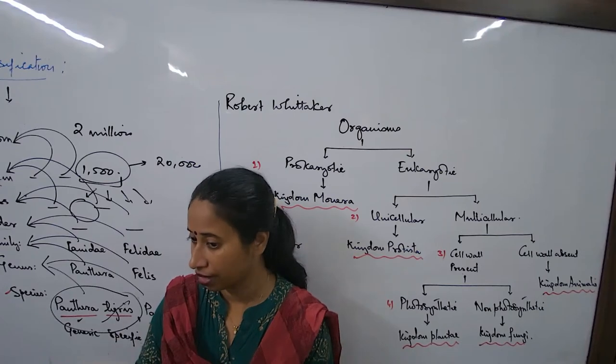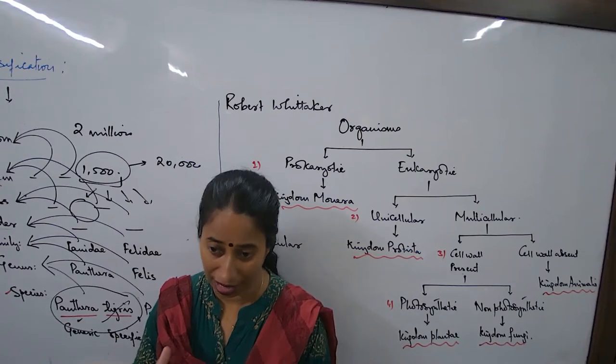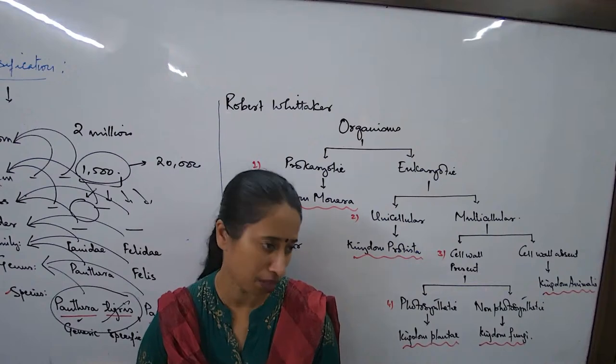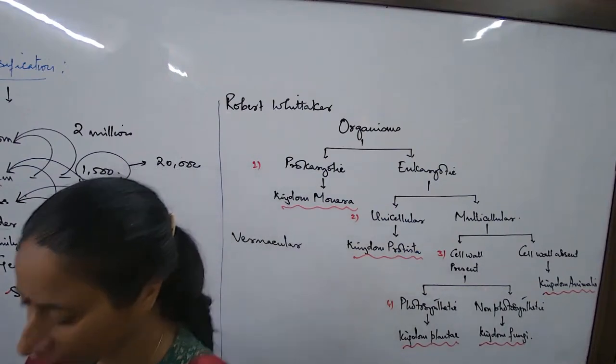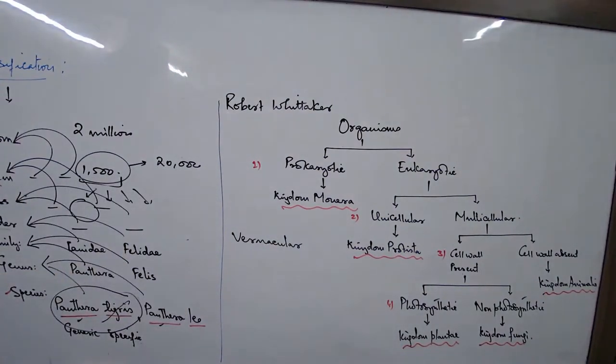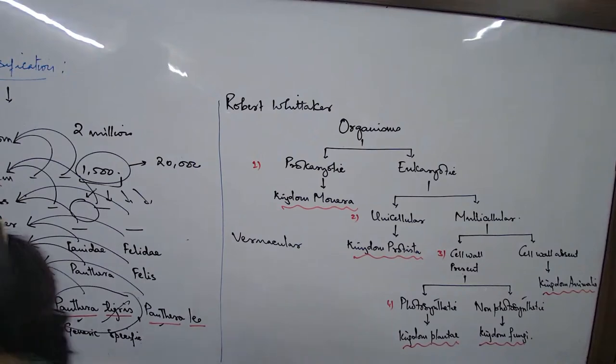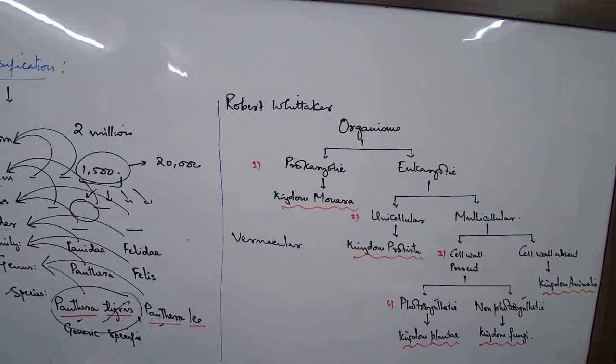If they enter our body in a live form, then they will start developing inside our body. Humans get affected by the roundworms, especially Ascaris, and small children basically remain infected by this. Nematodes, roundworms: body cylindrical, and they have got a false body cavity.